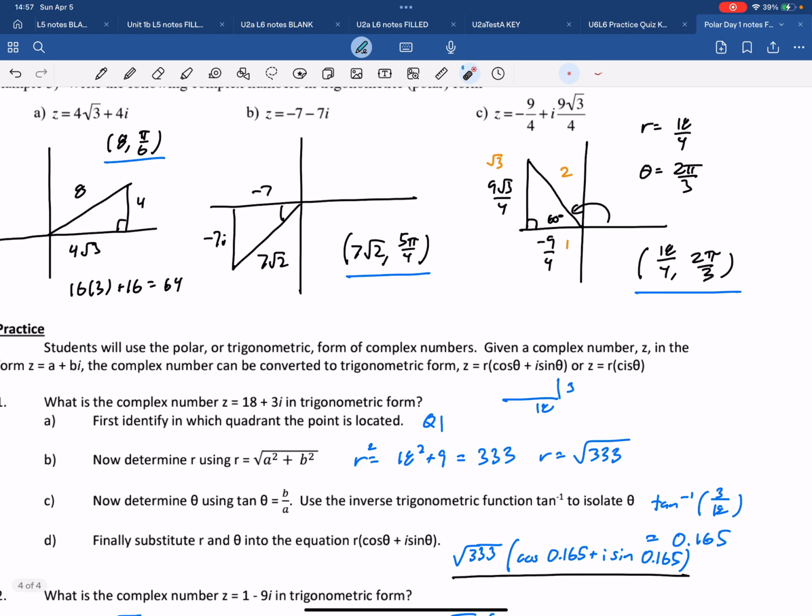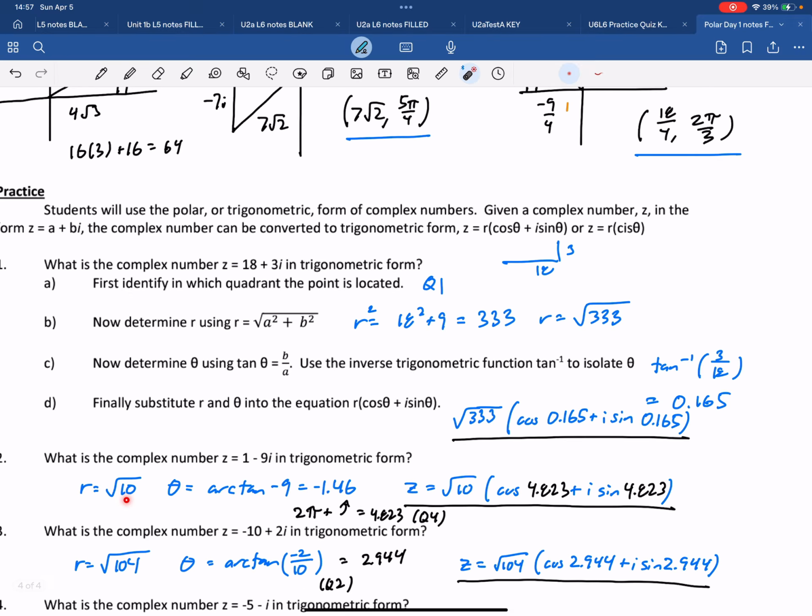Here's a second one, so maybe you want to pause it. z equals 1 minus 9i. So now we're going right and down, so we'll be in quadrant 4. And we're going to have to take the arctan of negative 9 over 1. If you want to try and work that out before you see what I got, feel free to.